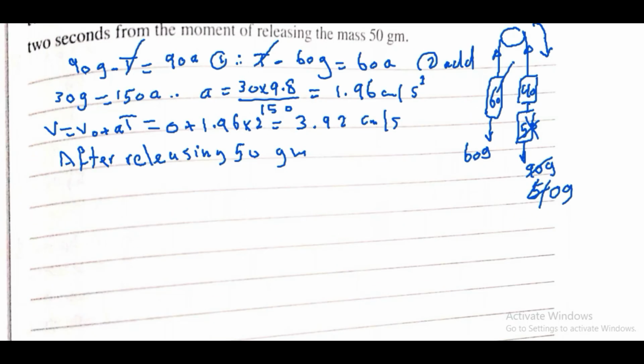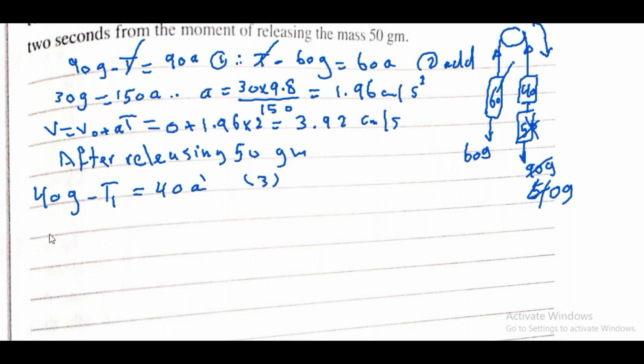The equation of motion: 40g minus T1, the tension will change, equals ma, 40a dash. This a will be a dash. There is a new acceleration after releasing the mass 50. This is number 3.